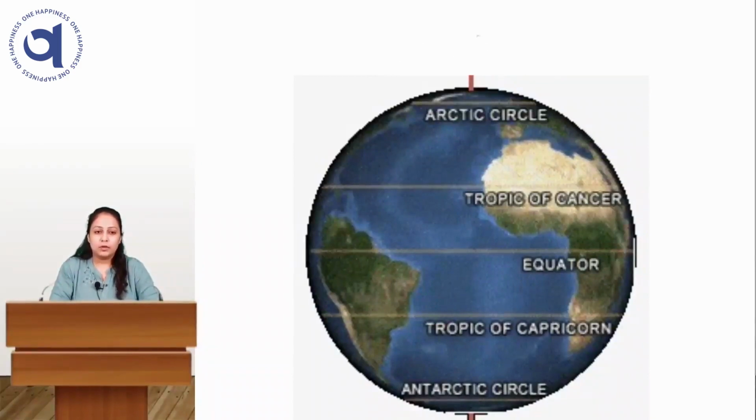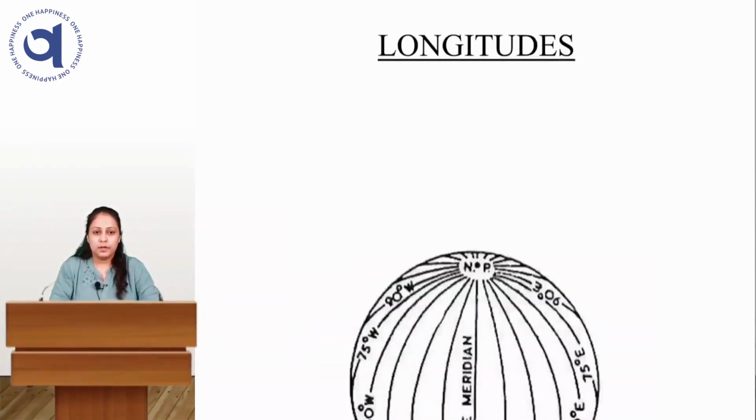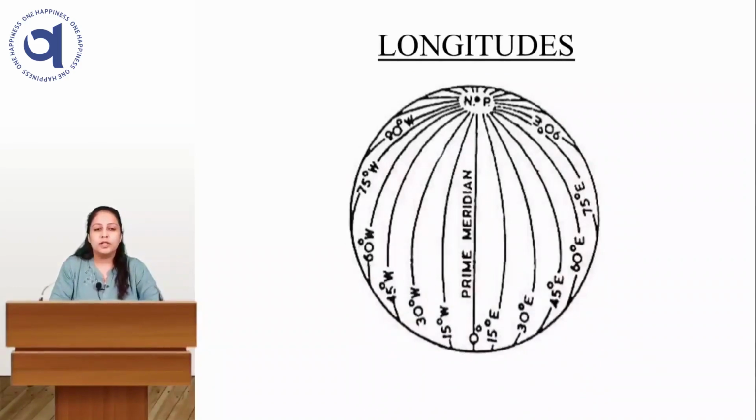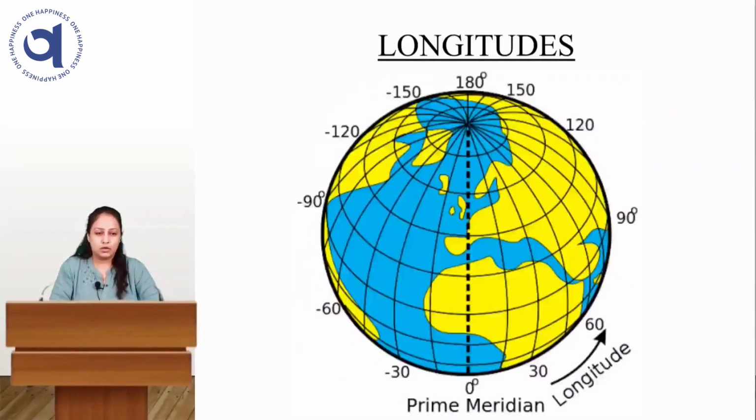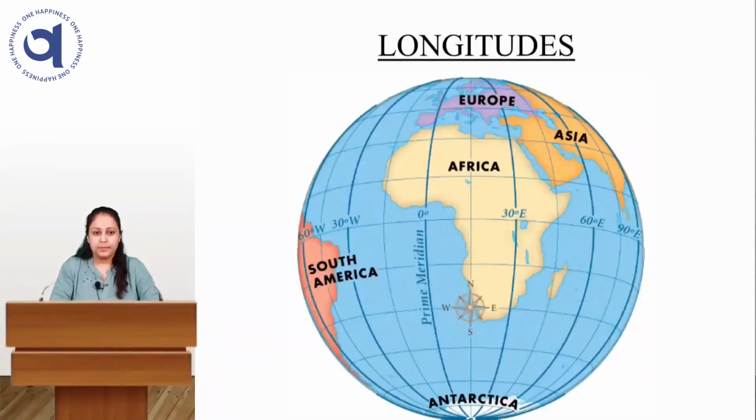Now let us learn about longitude. What is longitude? Longitude is an imaginary line running between the 2 poles, North Pole and South Pole. These lines are known as longitudes. So 180 degrees in the east direction and 180 degrees on the west side. So the total will be 360 degrees of longitudes. But 0 degree is the prime meridian.